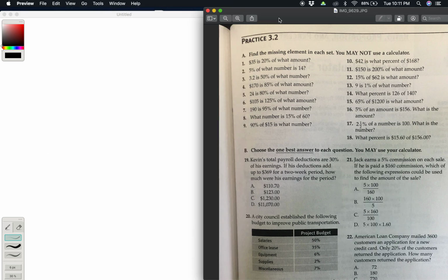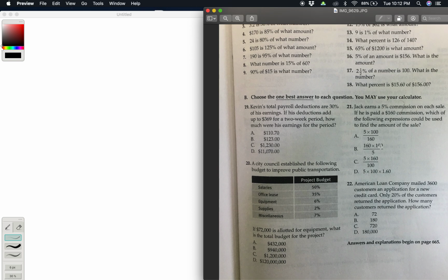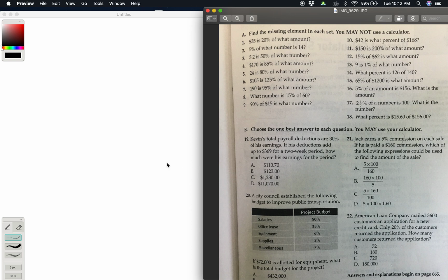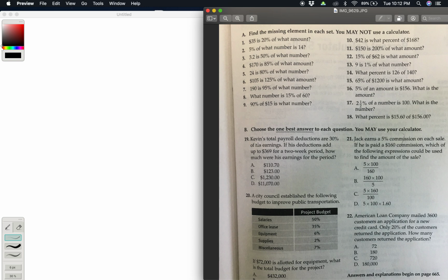Okay, a few more, 4 more to go, guys. Hip hip hooray. Choose the one best answer to each question. Okay, so there's some of these. I believe this one over here has two possible answers, but only one is the best. I think the other one's incomplete. I'm not certain though. Okay, Kevin's total payroll deductions are 30% of his earnings. If his deductions add up to $369 for a 2-week period, how much were his earnings for the period?